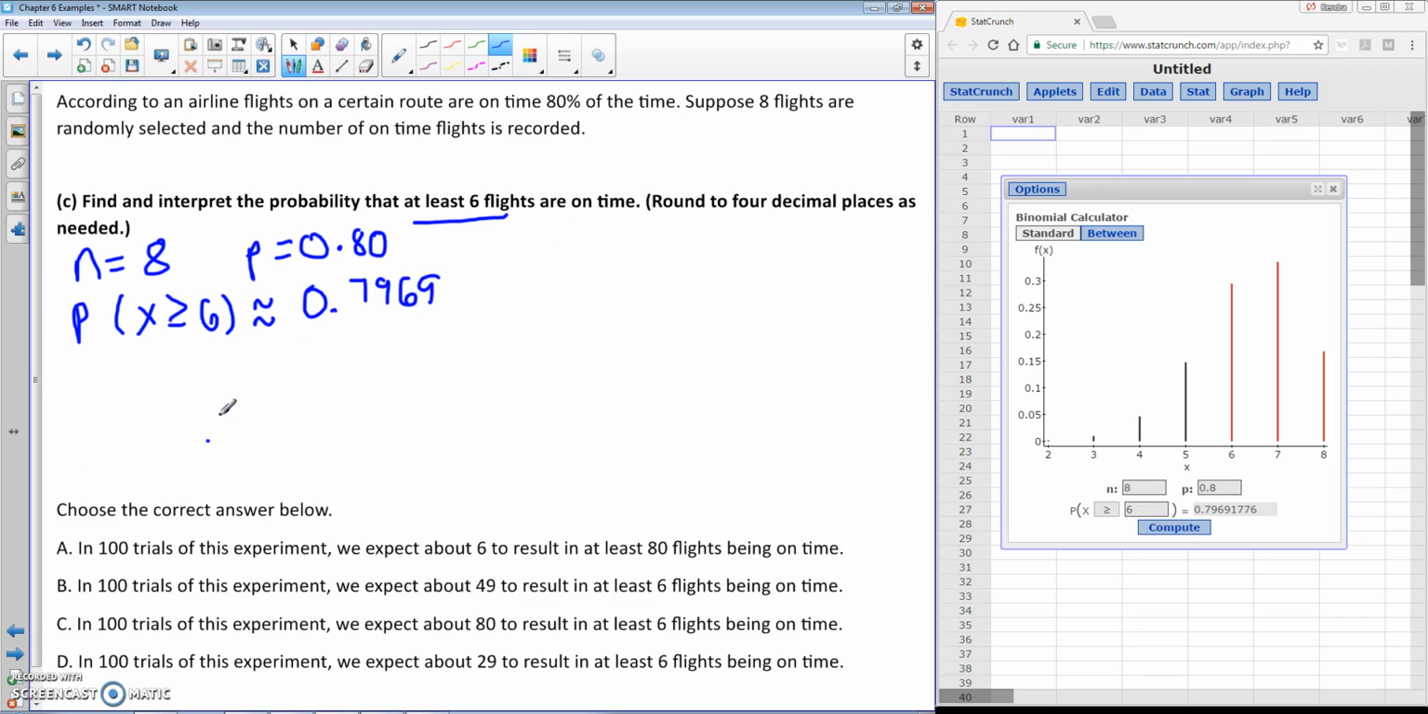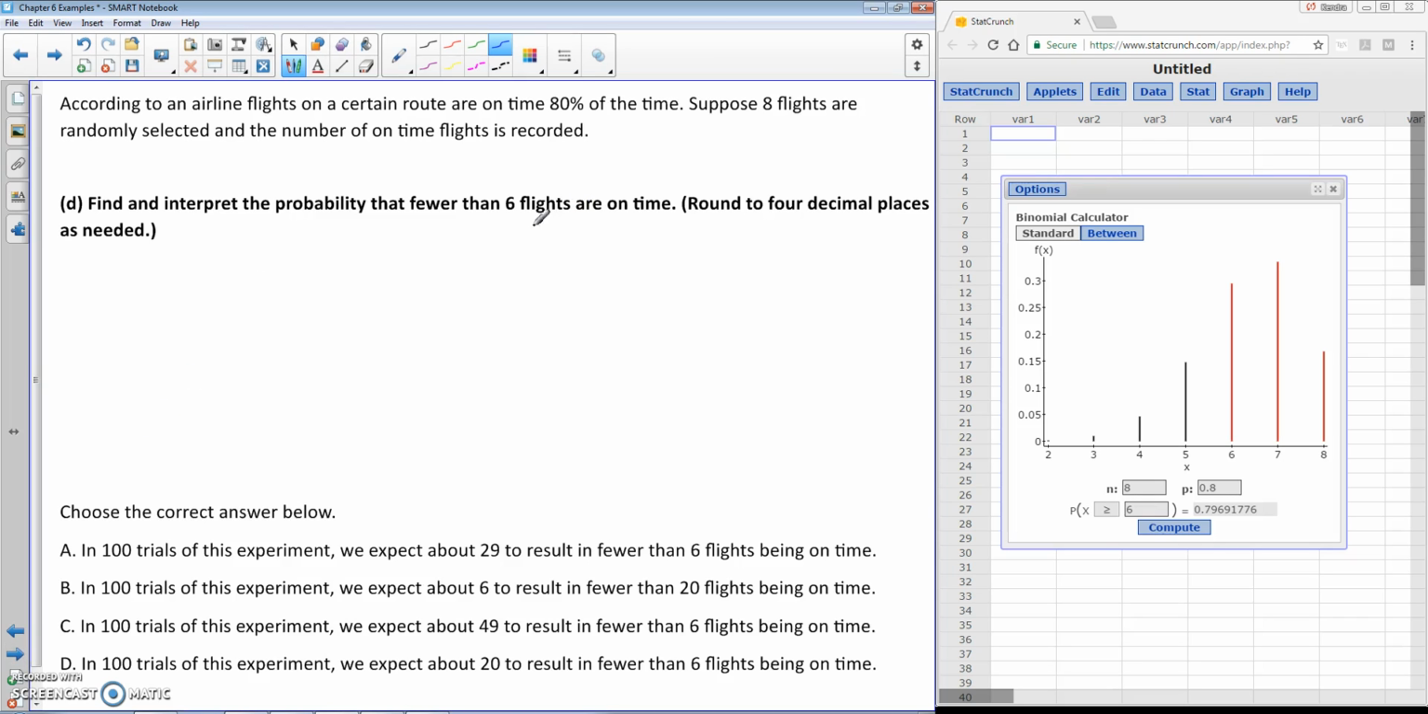And again, we're looking out of 100 trials, so if we take that answer and multiply it by 100, we're looking at 79.69, which is about 80. So you would expect about 80 of them to result in at least 6 flights being on time.